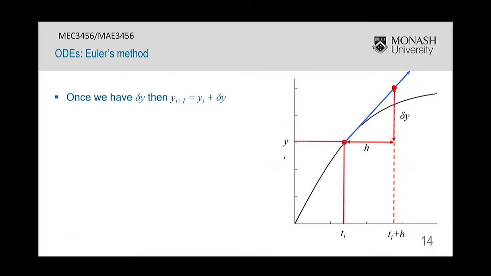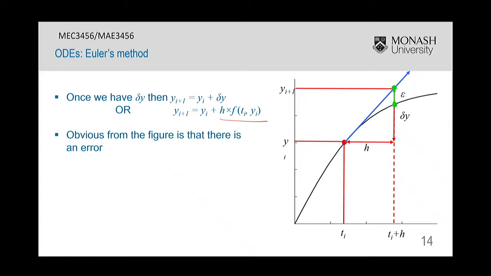So if yi equals yi plus delta y, which it is by definition, then yi plus 1 is equal to yi plus h times the function value at the beginning of the slope. And again, we've derived Euler's method. So obviously from this figure there's an error, and that's given by that little green increment here. It's the difference between where we have found the solution and what the actual solution is on the black line down here.